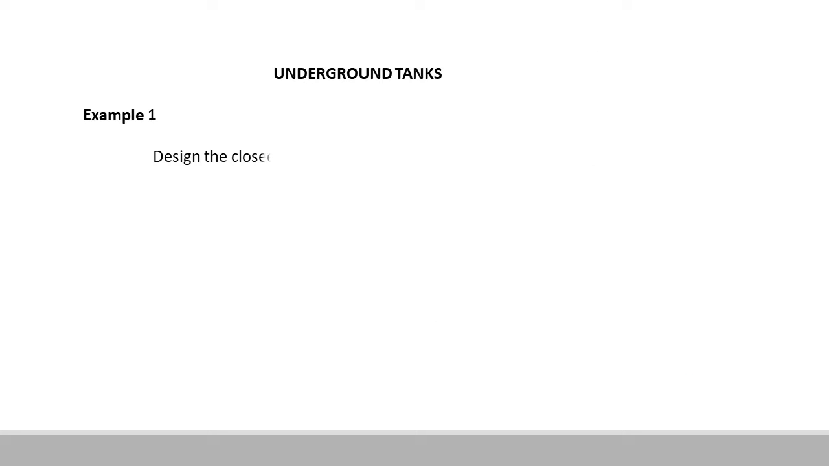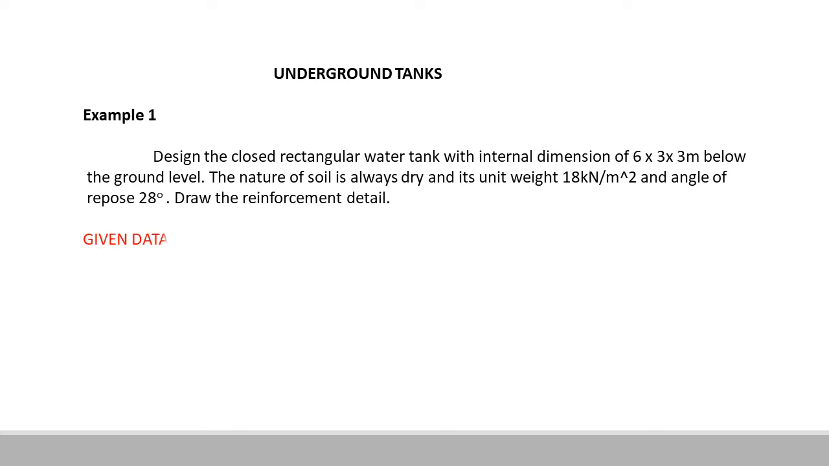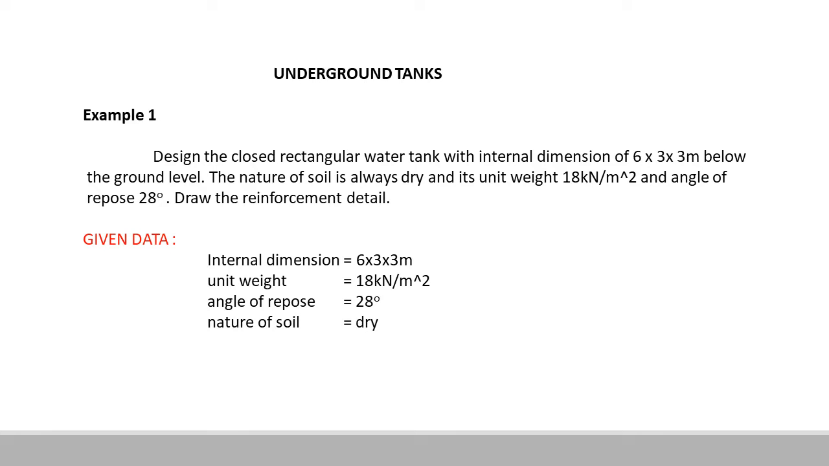Underground tanks. Example: design a closed rectangular water tank with internal dimensions of 6 meter by 3 meter by 3 meter, below the ground level. Below the ground level means an underground water tank. The nature of soil is always dry and its unit weight is 18 kilonewton per meter cube. The unit weight of soil is given in our question, so note it down. The angle of repose is 28 degrees. Draw the reinforcement details.